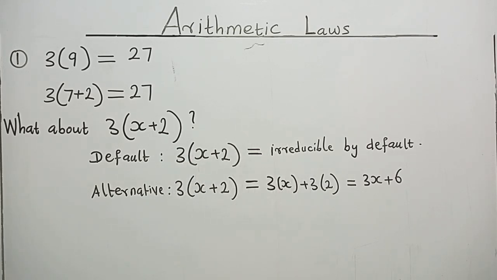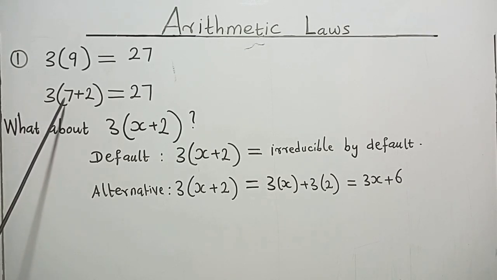Now, back to the question. If a variable replaces one of these numbers, will both default method and alternative method work? What will you say after seeing the results of these two? Obviously, when one of the numbers in the bracket turns to a variable, the default method fails. But this alternative method keeps working.